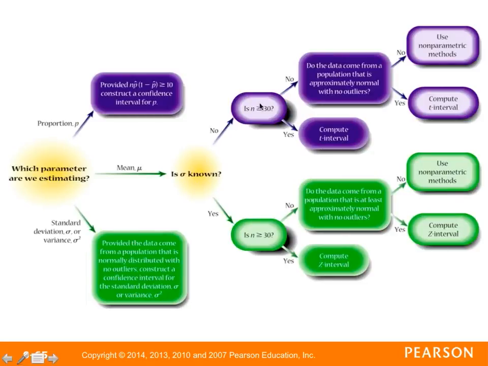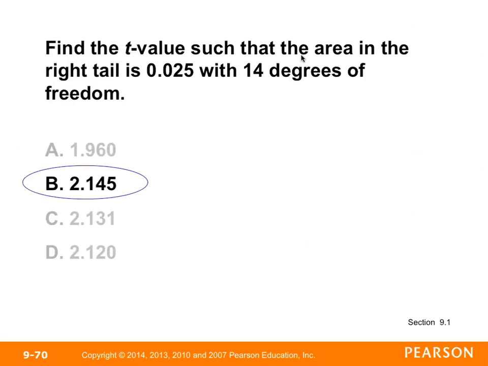Now, if sigma is not known, then you ask yourself if n is at least 30. If it is, then you compute your t interval. Okay, so this is an approximation of z that's a little more conservative. If n is not at least 30, then you ask yourself if your population is approximately normal with no outliers. So again, you do your normal probability plot and your box plot. If it's not normal, then you can't do anything with it right now. You would have to use a non-parametric method. But if it is normal, then you go ahead and compute your t interval.